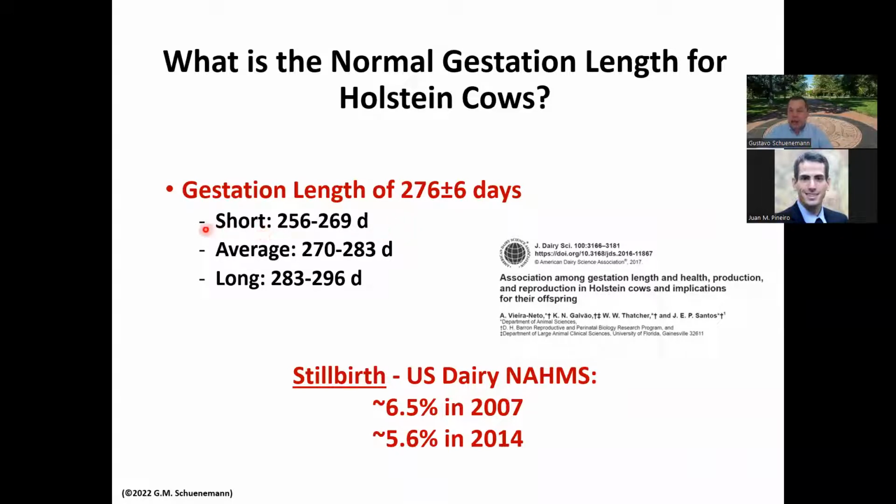There are cows with short gestation length, between 256 and 269. The bulk of the cows, most of them, are going to be between 270 and 283. Then we have a group of cows about the same size as the short group, which I'll show you data on in a minute. That is what we consider the long gestation, cows that are at 283 to 296.